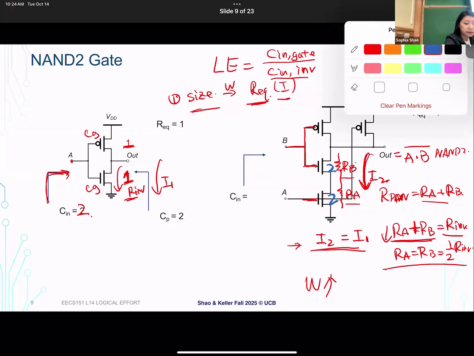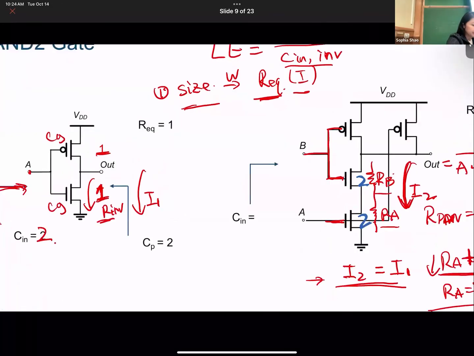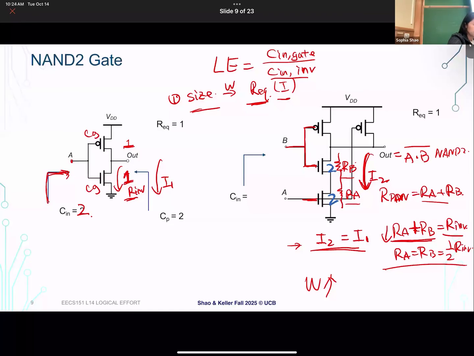So now let's look at the pull-up network. For the pull-up network, it's a little bit different now, right? In the pull-up network, we don't have anything connected in series. The pull-up network is a dual of the pull-down network. So we have two PMOS transistors connected in parallel, right? So what's the worst case? What's the slowest condition for the pull-up network?